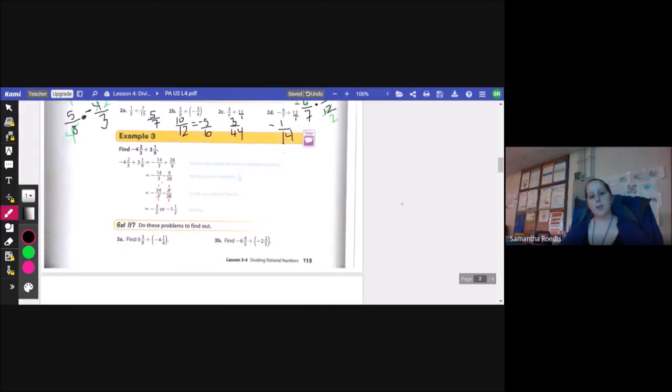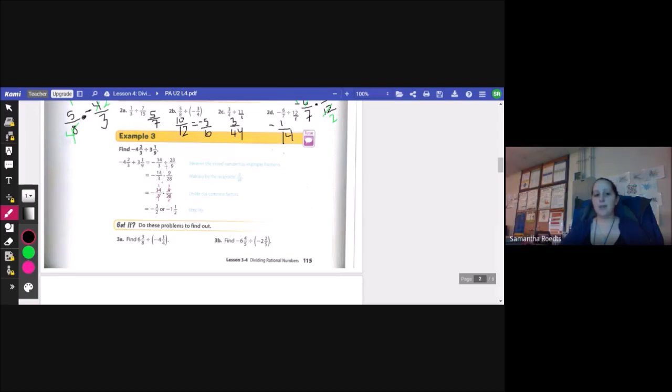All right, for example 3, find -4 and 2/3 divided by 3 and 1/9. Okay, so I'm going to do the exact same thing. The first thing that I want to do is I have mixed numbers. I want to change them to improper fractions. So -4 and 2/3, 3 times 4 is 12, plus 2 is 14. Leave the negative the same. 3 and 1/9 becomes 9 times 3 or 27, plus 1 is 28 over 9.